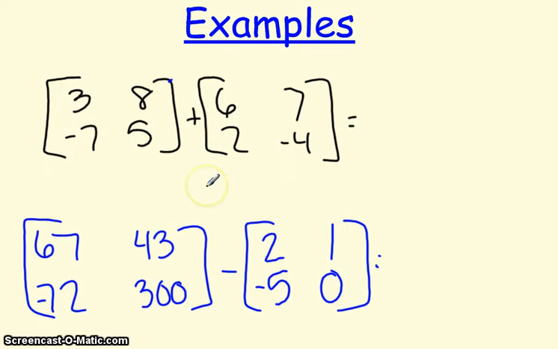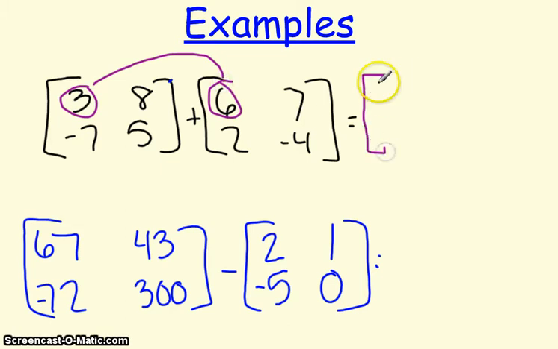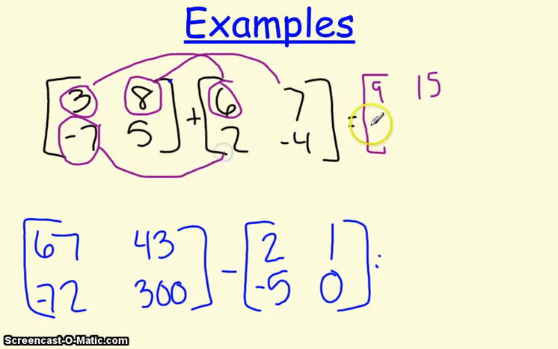All right, 2 examples. Take a minute, give them a shot. Okay, so we got to go through position for position. So we have 3 plus 6, and they're both in the upper left-hand corner. So we should have a 9. Next, we have an 8 plus 7 should give us a 15. In the bottom left, we have a negative 7 plus a 2 should be a negative 5. Then we have a 5 plus negative 4 should leave us with a 1.